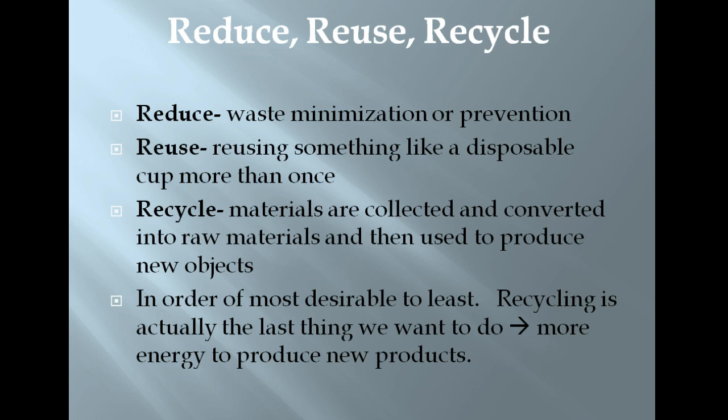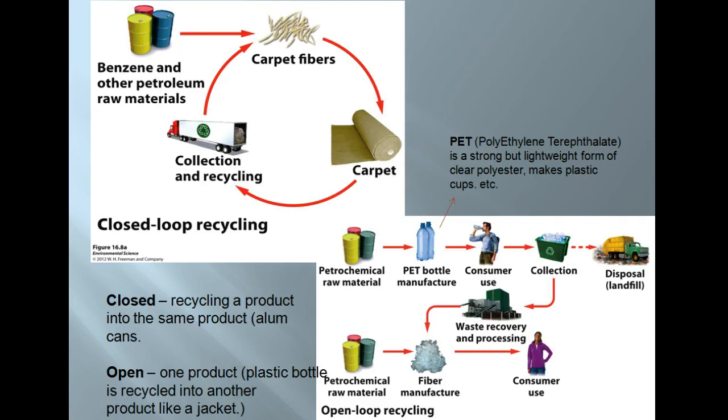Lastly is recycling, and that's when materials are collected and then produced into new products from their raw materials. There are two categories: closed loop recycling and open loop recycling. In closed loop recycling, you recycle a product into the exact same product. Aluminum cans are a great example. The company takes the aluminum cans and makes them into more aluminum cans.